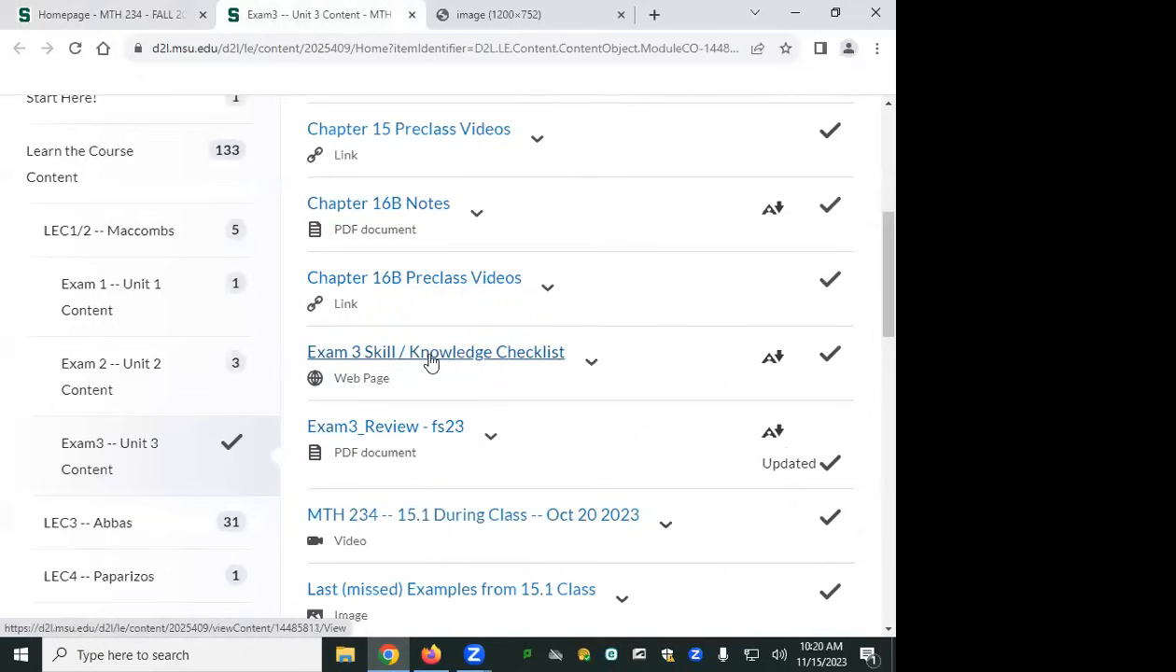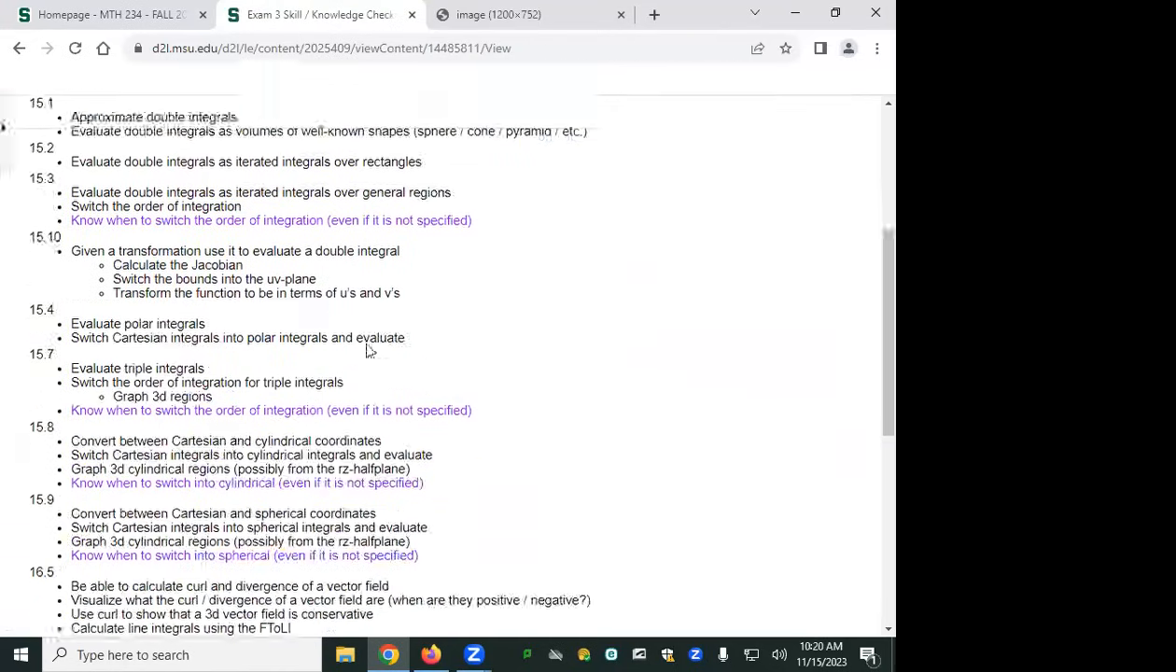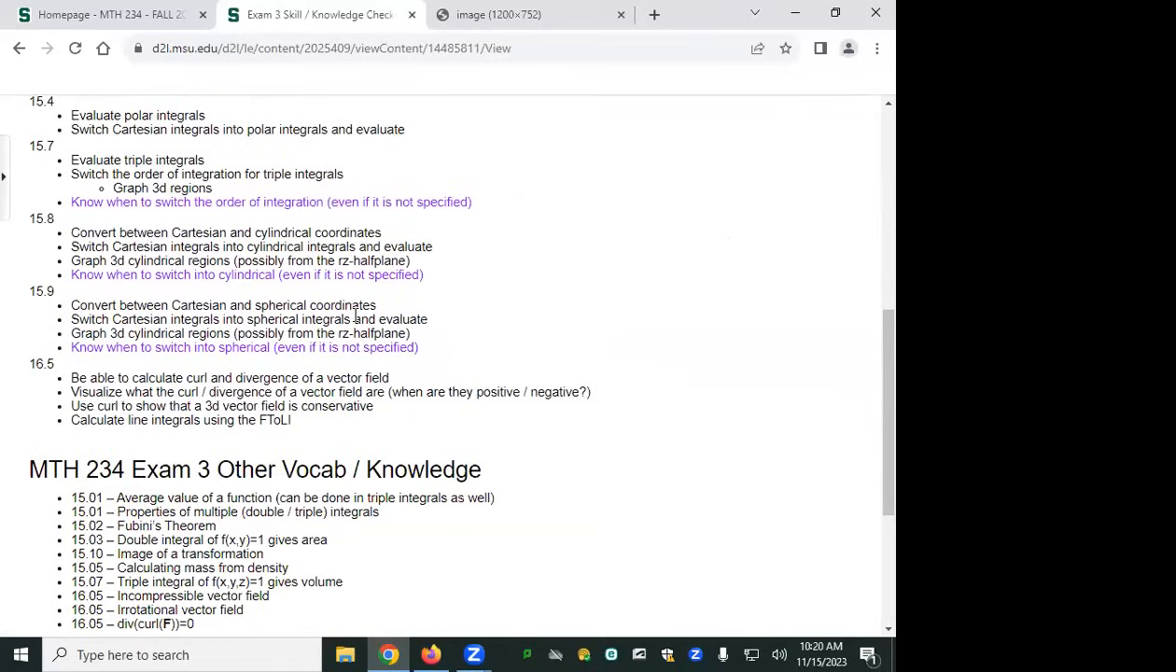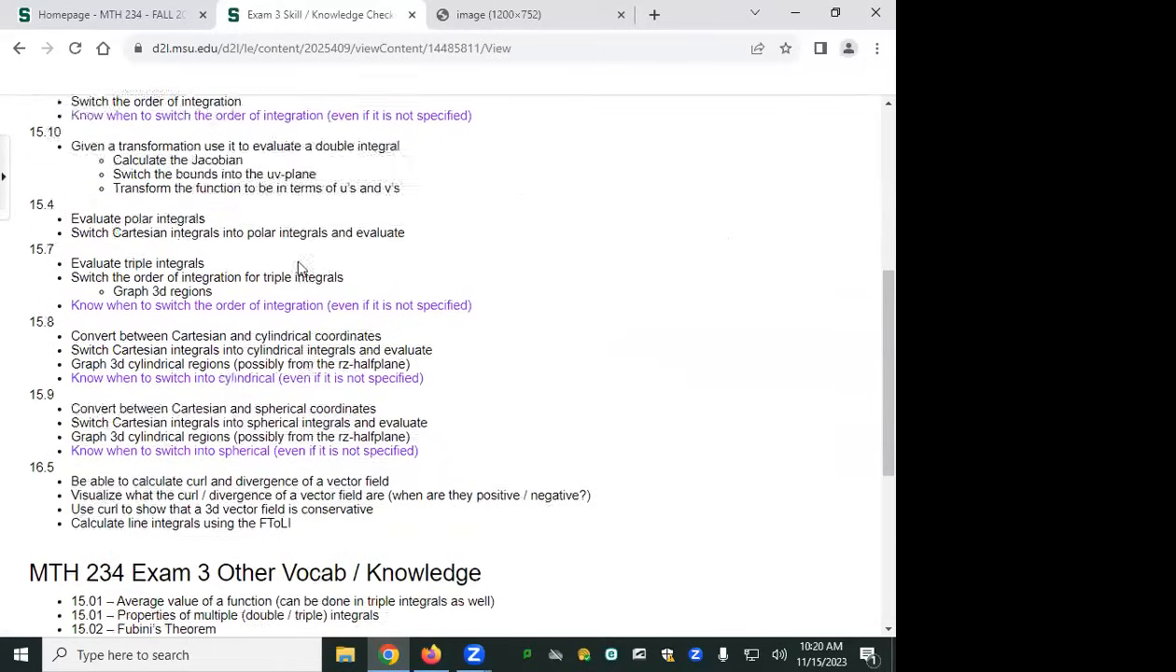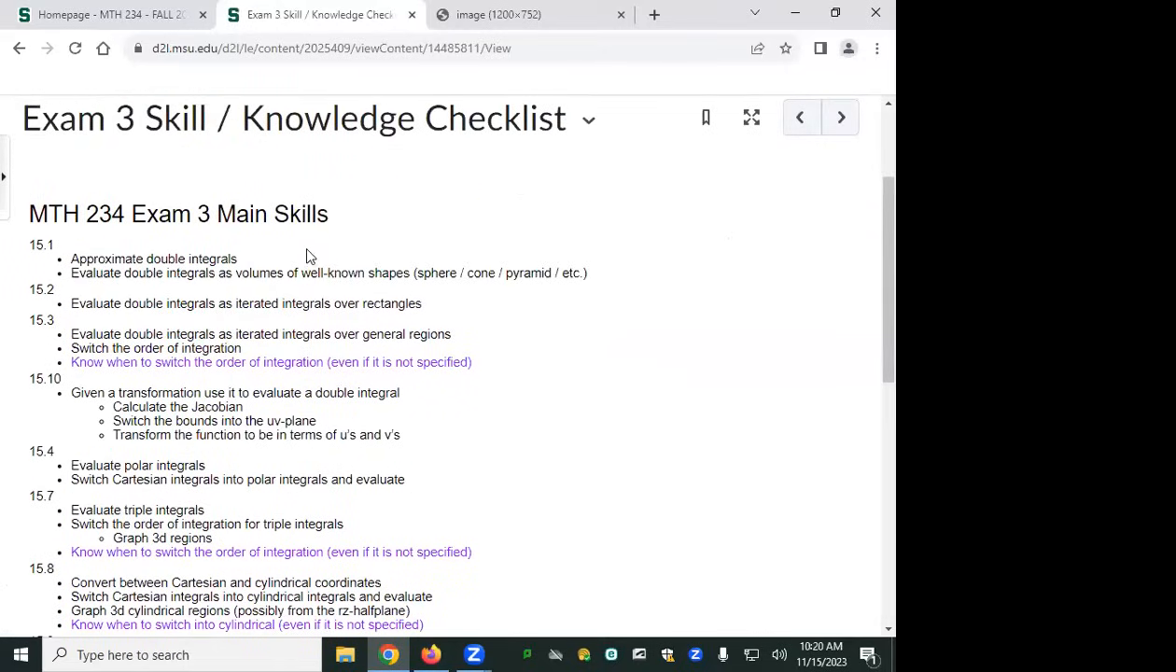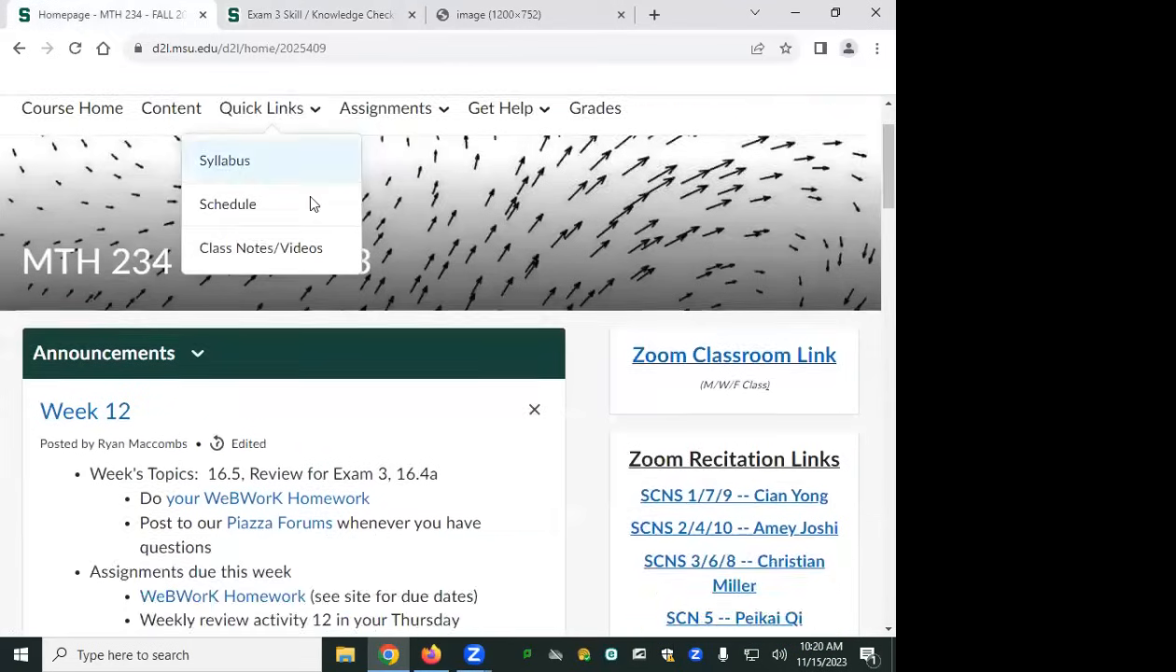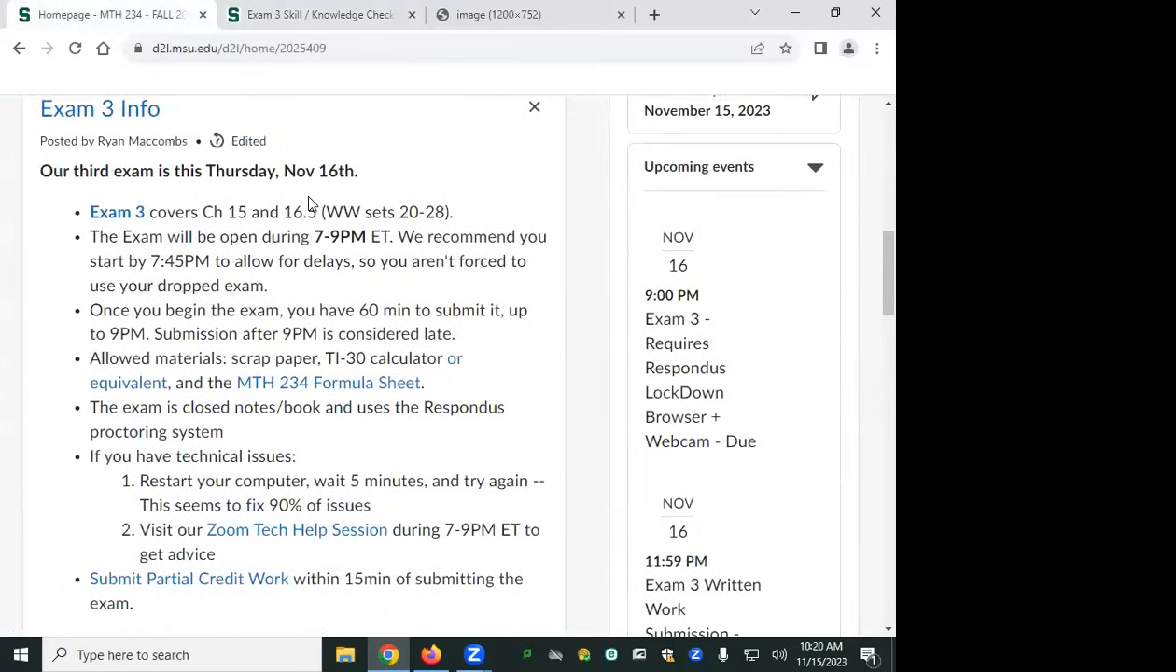The other thing that I wanted to emphasize is, again, the exam 3 skill / knowledge checklist, just to help guide your studying. It goes through all of the main skills that I hope you're bringing to exam 3. And then the overall course exam 3 announcement here, relatively standard stuff at this point.